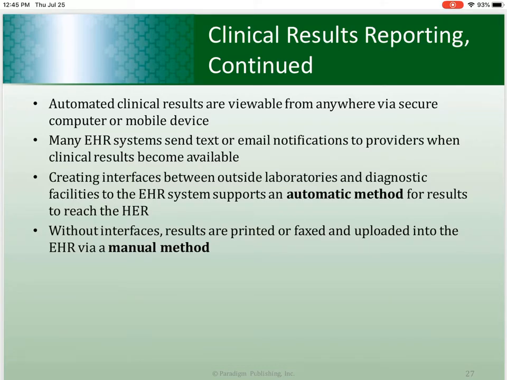However, the preferred method of retrieving lab and test reports would be via automatic transmission or an interface between the lab system and the EHR.